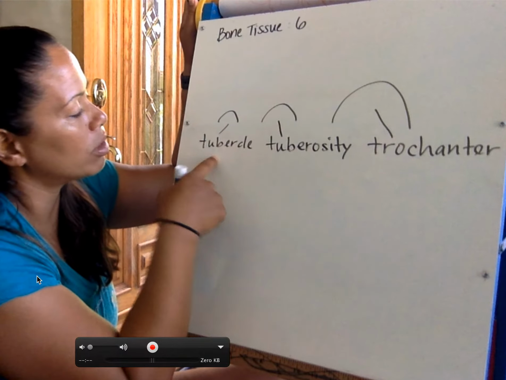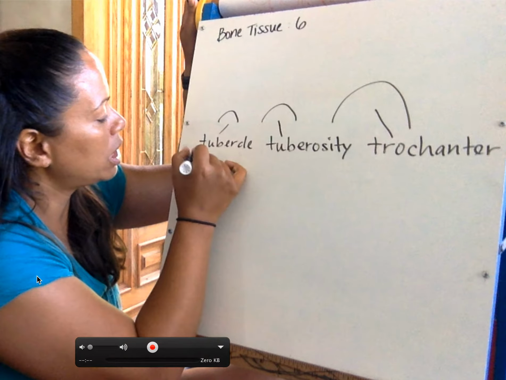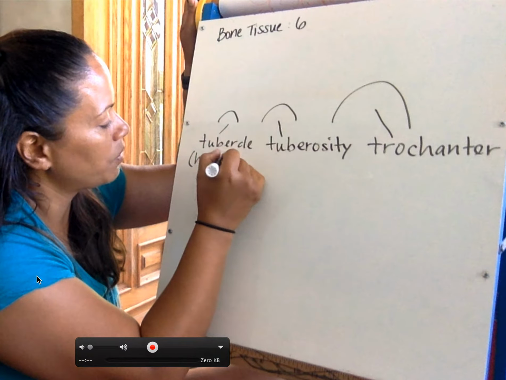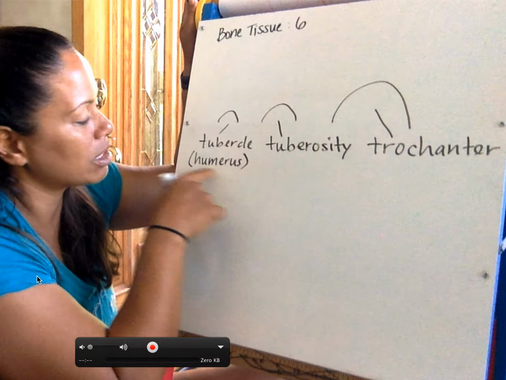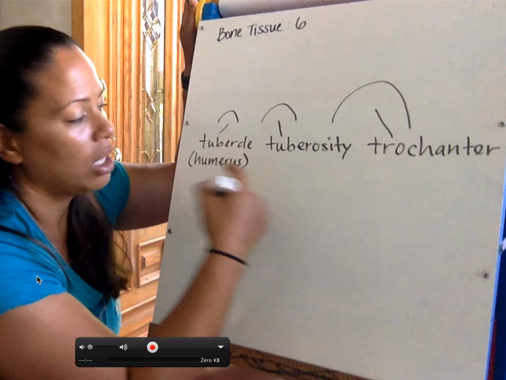Where do you find tubercles? The question I'm going to ask and the location I want you guys to answer is, these are found in the humerus. It's not the only place, but this is going to be the landmark structure that I want you guys to memorize for tubercle.